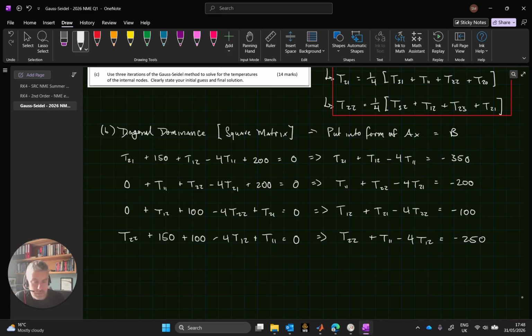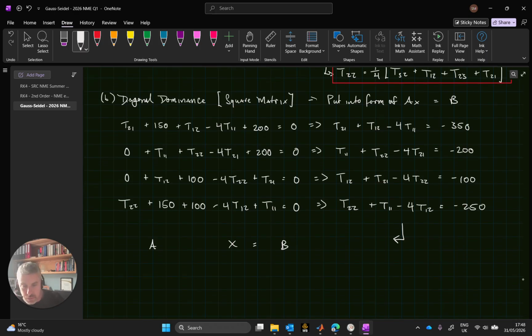All right, so from this here, we can write up our form of AX is equal to B. Tell you what, I've really over exaggerated the distance needed between X and B. So I'm going to be careful to arrange these in a particular way, because I want to make sure to have diagonal dominance.